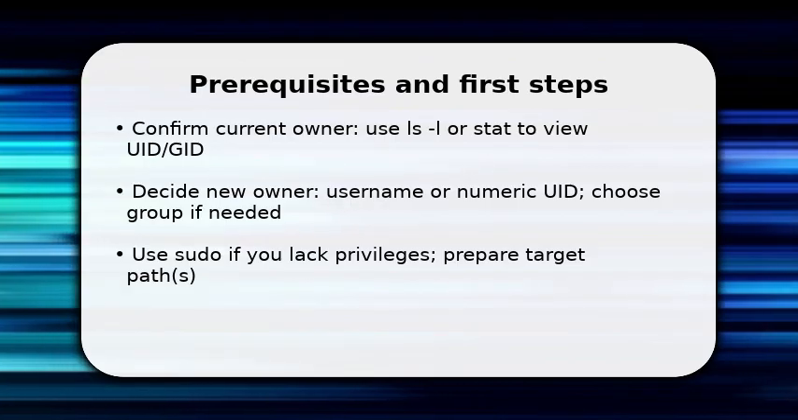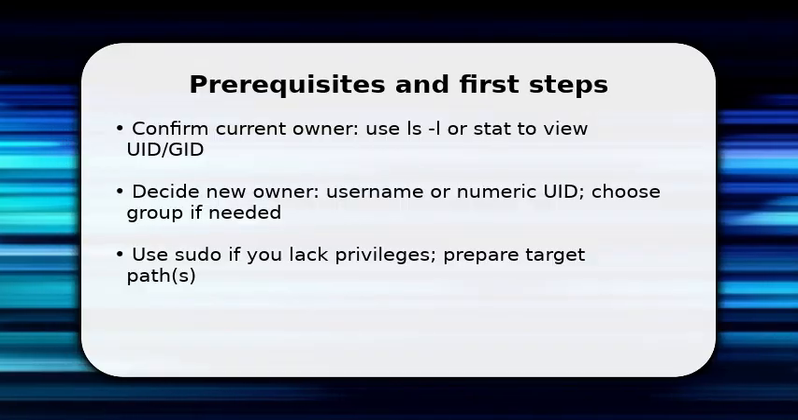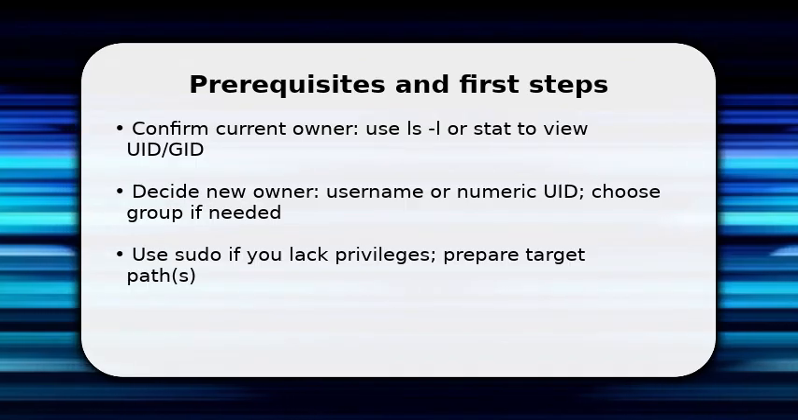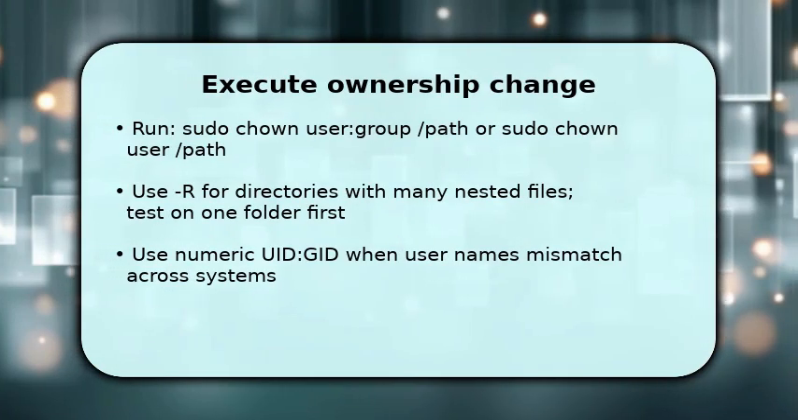Once done, construct the chown command with the desired user and optional group and point it at a single file or directory path. This gets you ready to change ownership safely. Now you execute the change.